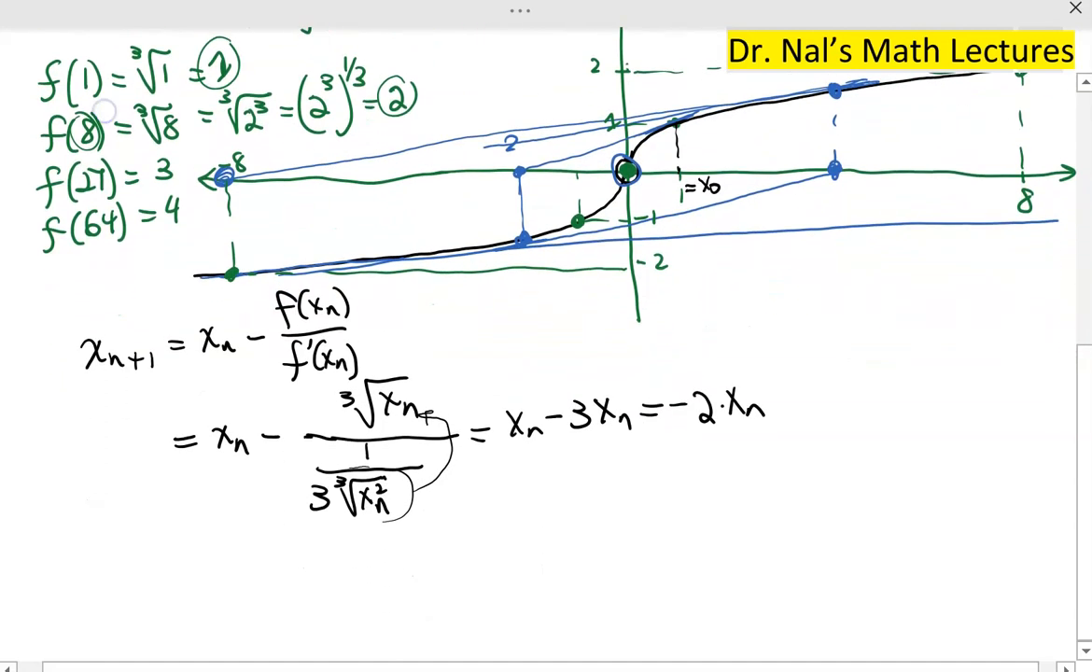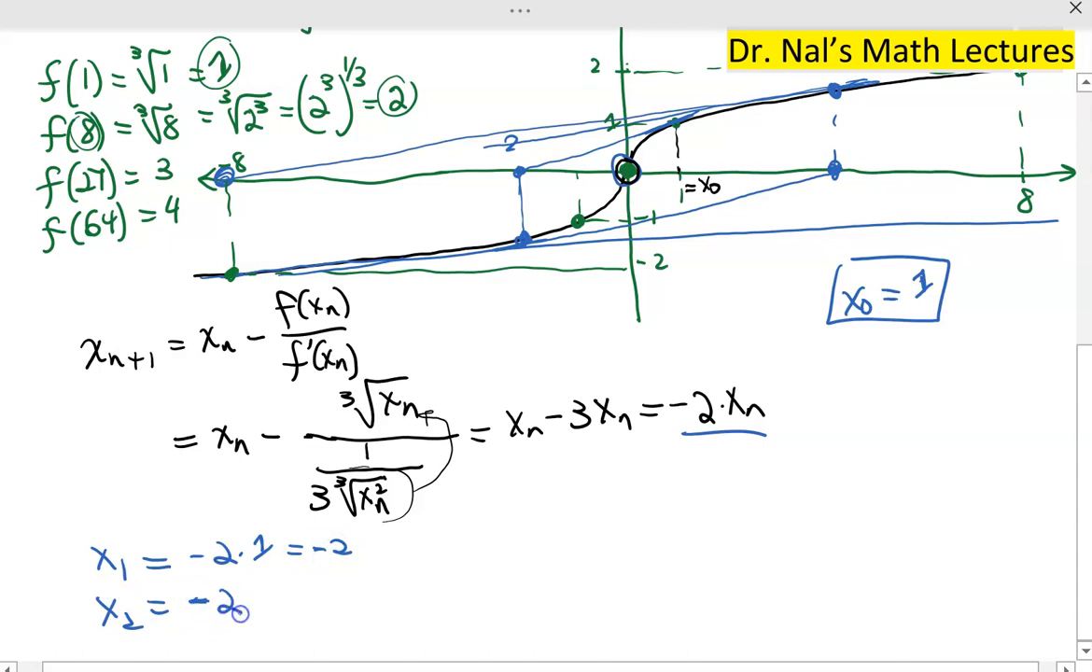Actually, let's just go ahead and algebraically show that as well. We decided to start with x0 equals 1, and let's see if we can approximate. So x1 comes out as minus 2 times 1, so that would be a minus 2. x2 will end up being minus 2 times minus 2, so that's a 4. x3, do you guys see what's happening? 4, that's a minus 8, and so on. x4 is equal to minus 2 times minus 8, that's a 16.